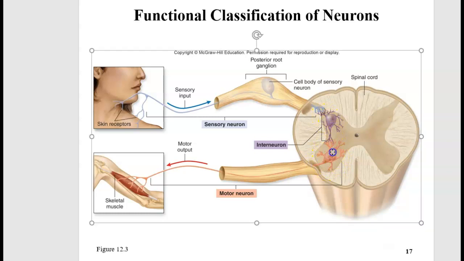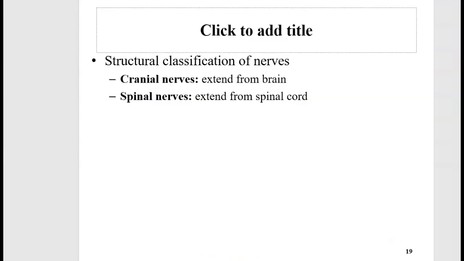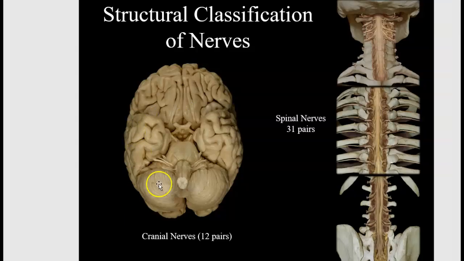Here's a motor neuron that conducts information out of the central nervous system to an effector, which can be a muscle or gland. In this case, this is a motor neuron because it's going to skeletal muscle. Here's the same model that we looked at in lab. You can see these three neurons, sensory, interneuron, and motor neuron going to a muscle. Cranial nerves are nerves that extend from the brain, and spinal nerves are nerves that extend from the spinal cord. Remember, nerves are bundles of axons in the peripheral nervous system. So here we see cranial nerves, and here we see spinal nerves.